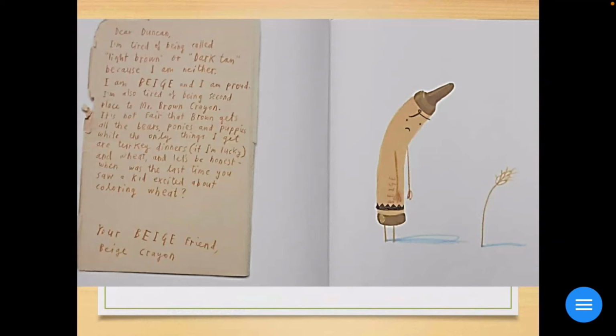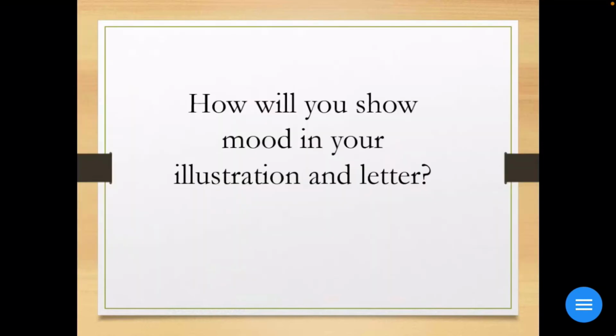Oh, look at the way he's slumped over. His little eyebrows are kind of scribbled. He's got a frowny face. I think if you said that he was very sad because he only gets to do wheat and turkey dinners if he's lucky, then you would be right. All right, so how will you show mood in an illustration and a letter? So now we're going to talk about the assignment.